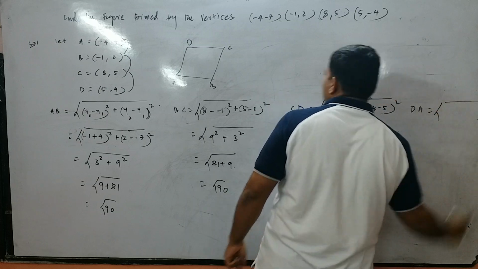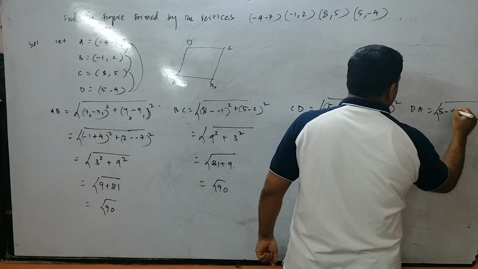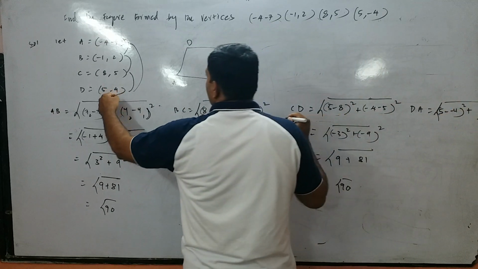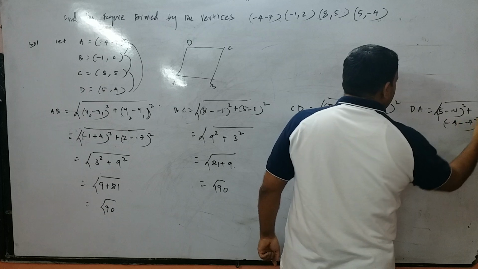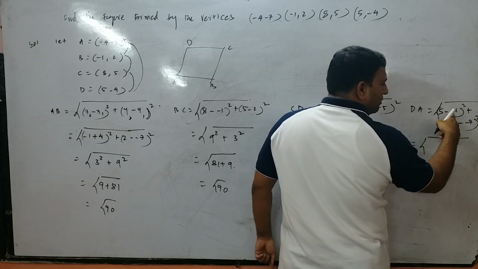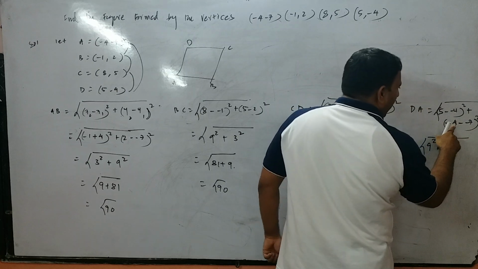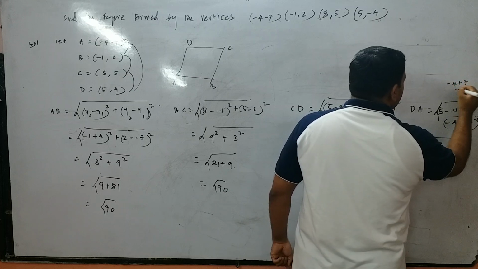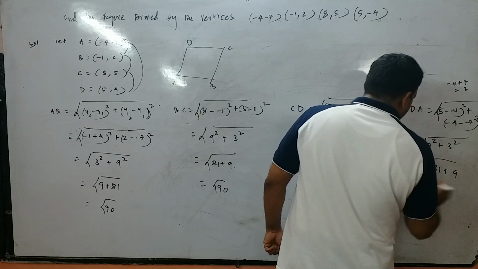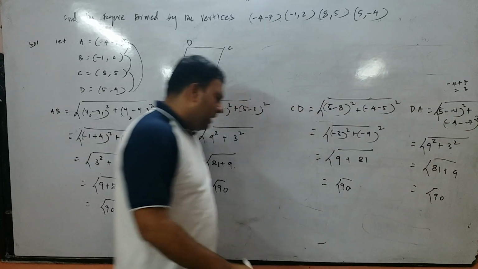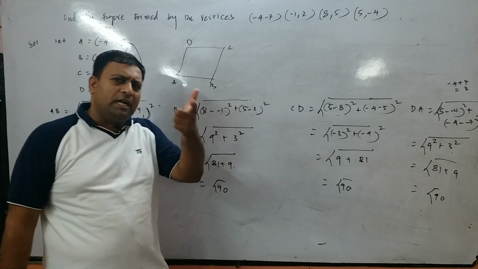What is DA? Once again, under root of, first and last I have to take 5 minus 4 whole square plus minus 4 minus 7. I will write it here. Minus 4 minus 7. Be very careful with negative sign. 5 minus 4 means minus plus. 5 plus 4, 9 whole square. Now minus into minus plus. Minus 4 plus 7. Minus 4 plus 7 is equal to what? 3. So it is 3 square. What is 9 square? 81. What is 3 square? 9. Under root 90. Now you can clearly see AB is equal to BC is equal to CD is equal to DA. You can clearly see that the first condition is satisfied.